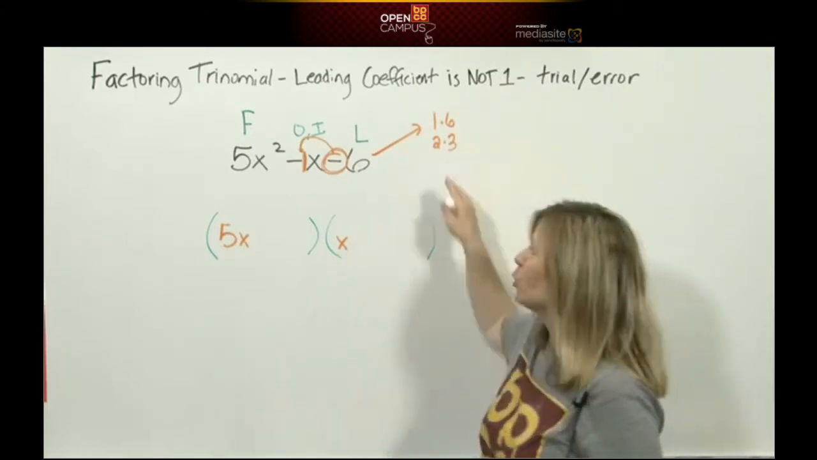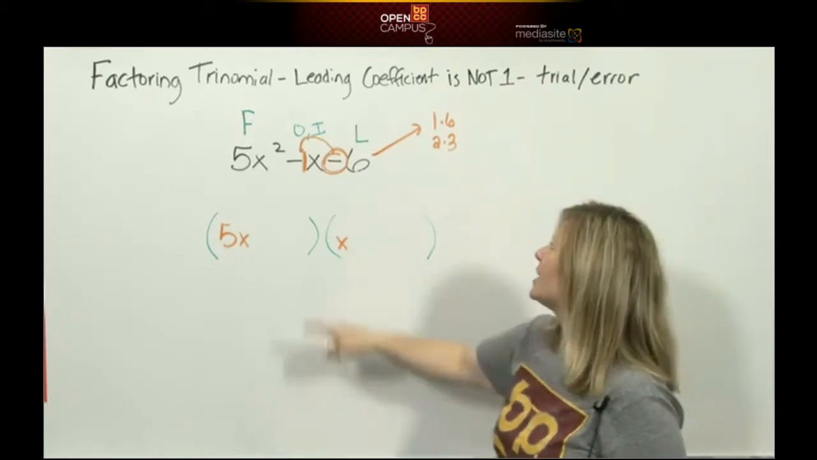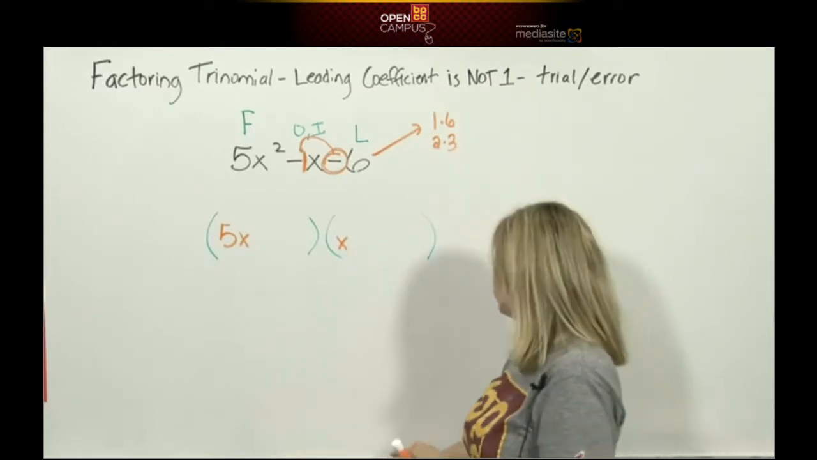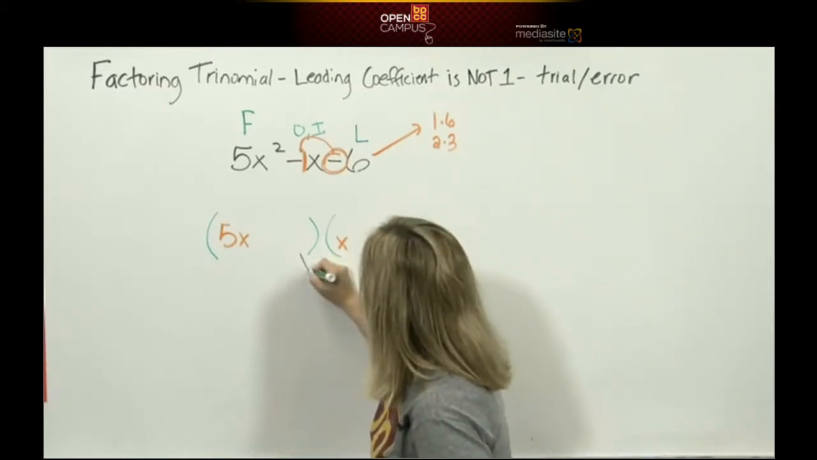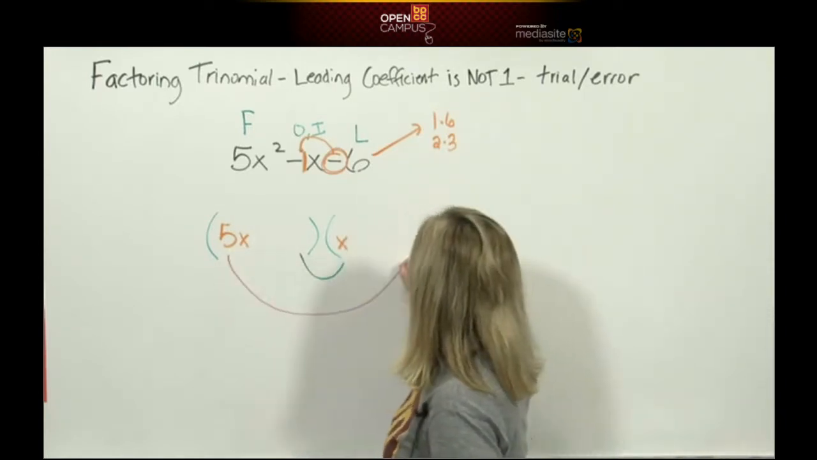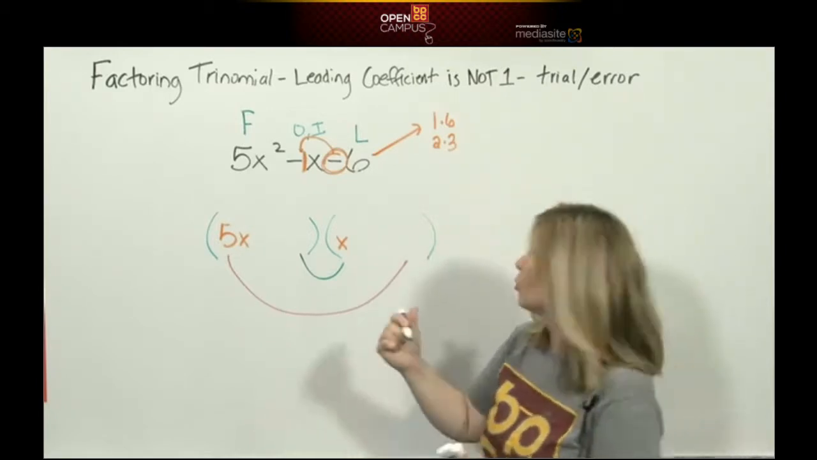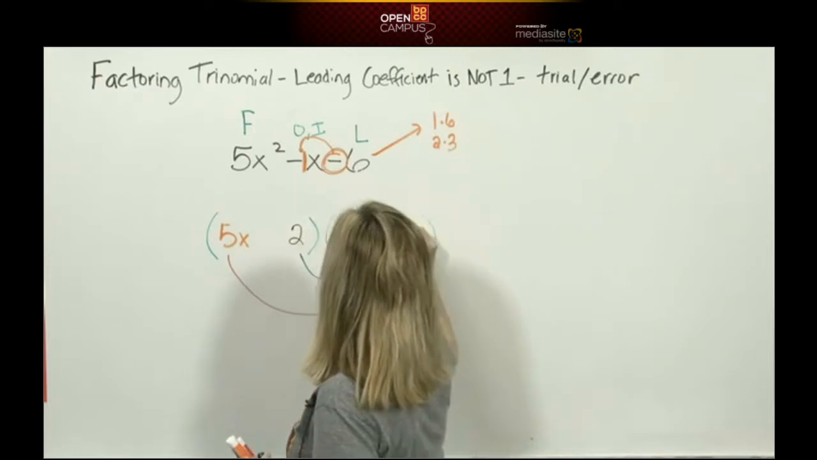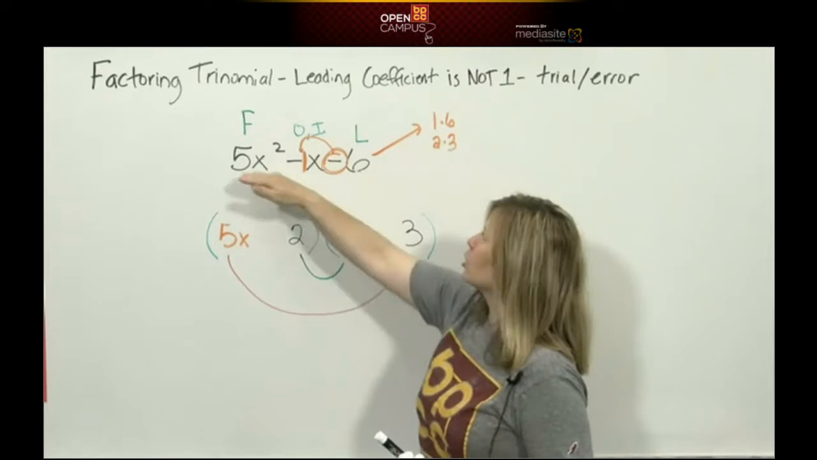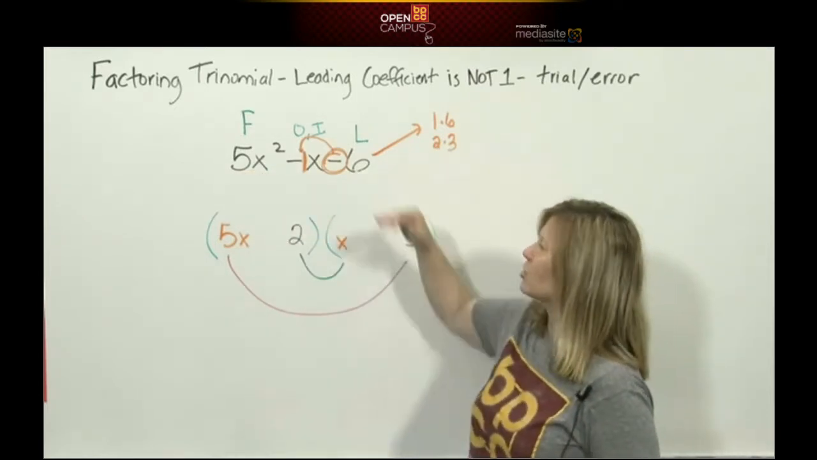We're going to try the 2 and the 3. The only way we're going to guarantee those are the right factors is to get this middle term, you have to check the nose and the mouth. Remember, here are your inners, your nose, and here are your outers, your mouth. So I'm going to show you putting the 2 and the 3 in why it doesn't work. If I put the 2 here and the 3 here, we have 5x times x, which would give me the first term, 5x squared. We have 2 times 3, which would give me the last term, 6.